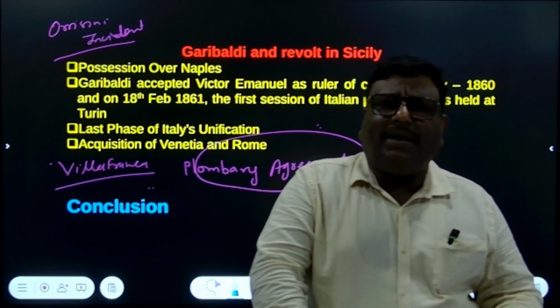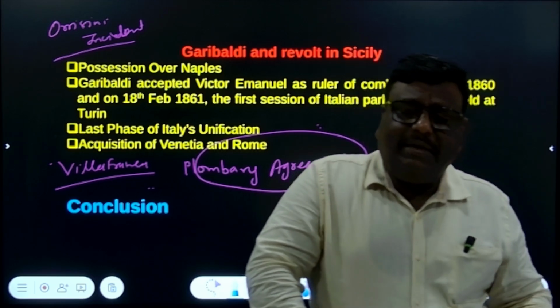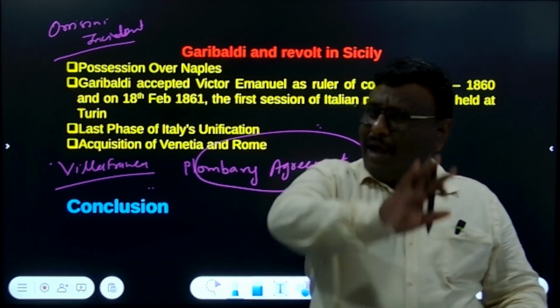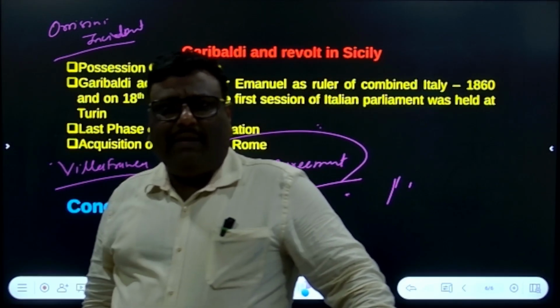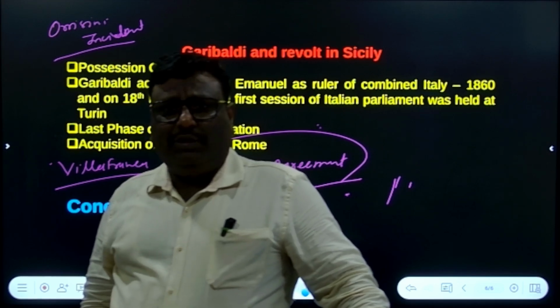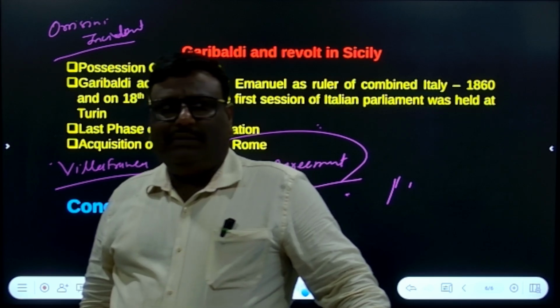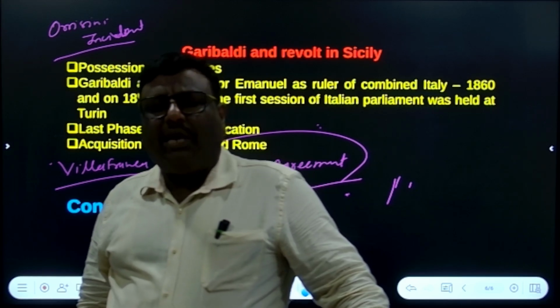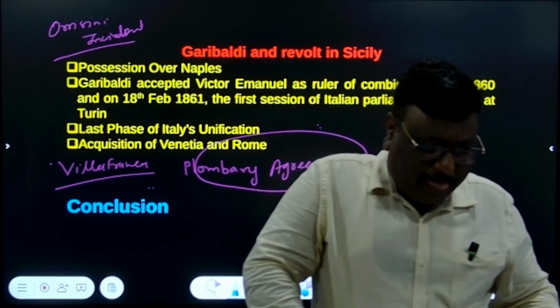Anyhow, some part of the Italian region could be merged with Italy. However, another part remained under the control of Austria and under the control of the Pope. But it was very well understood that in future these non-conquered states could also be merged with Italy.